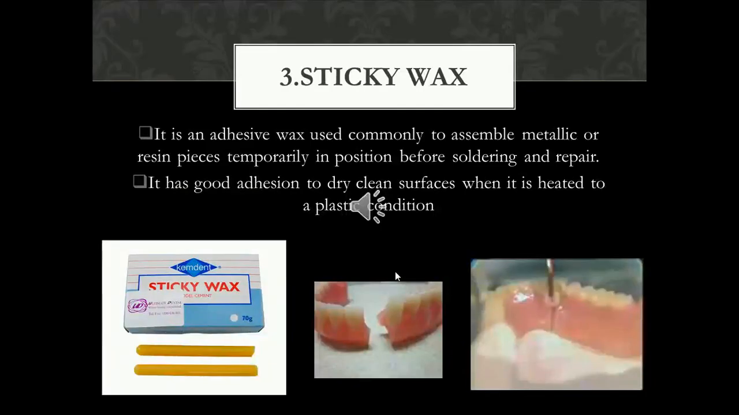Finally, coming to sticky wax, and you've also been shown this wax in your practical. It's a yellow, hard and rigid kind of stick that is used to assemble the metallic or resin pieces in position before soldering and repair. Basically, it is used wherever you have a broken or fractured denture. The first thing you will do is join the pieces together, heat the wax and stick them together before you send it for repair.